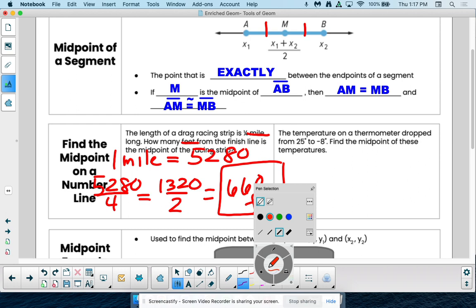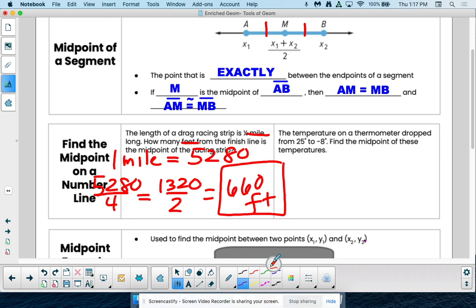Okay, good job. Let's do another one. What if we had, it says the temperature on a thermostat dropped from 25 degrees to -8. Find the midpoint of these temperatures. So 33 divided by 2? 33, careful. It's 25 to -8. Should we add them together? Right? That's how you find the average. You add them together and divide by 2. So 25 plus -8 is 17. 17 divided by 2 is 8.5.